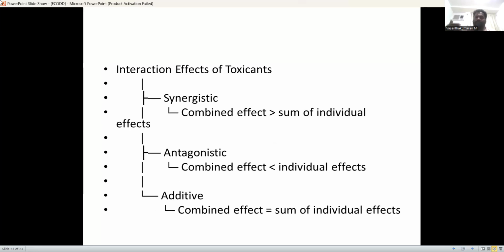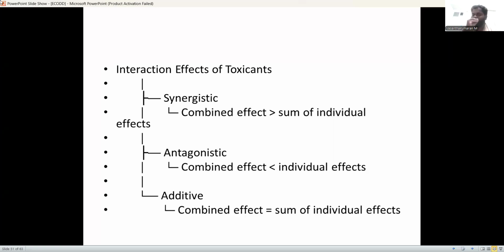Interaction and effects of the toxin. We should know the combined effects, and how the sum of the individual effects compares to the synergistic effect. There are three kinds of effects: synergistic, antagonistic, and additive. Synergistic is like how a particular chemical affects a particular organ. For example, it will affect only the brain but not the hepatopancreas, or something will affect only the kidney but not the brain.